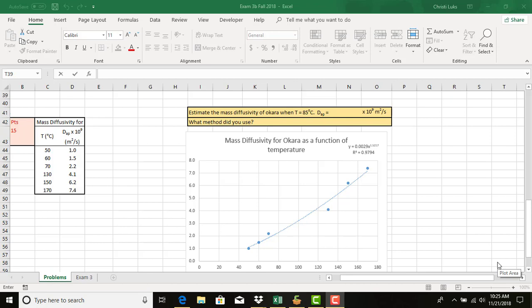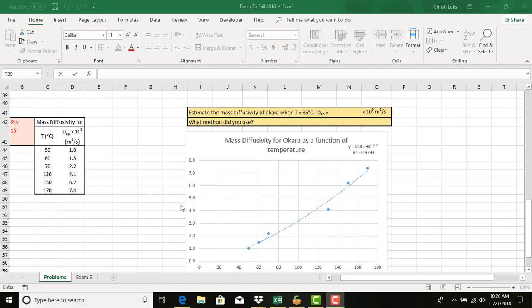And in this one, we were asked to estimate the mass diffusivity of okara, which is apparently like a soy byproduct when they make soy oil. Doesn't really matter what it is, and the values for the diffusivity are given here in the table.